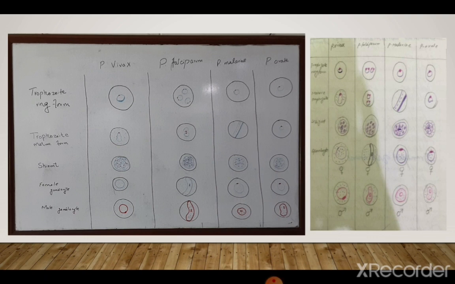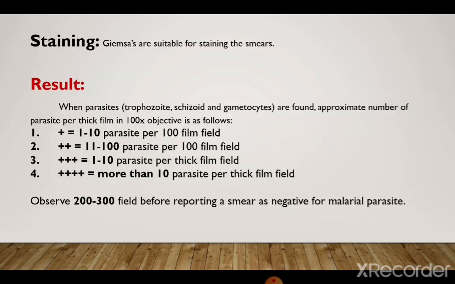Now, if you look at these next two pictures, gametocytes of Plasmodium vivax. One is a female gametocyte, and the next one is a male gametocyte. In case of Plasmodium vivax, they are oval in shape, and in case of falciparum, they are banana or crescent shaped. If you look at Plasmodium malariae and ovale, they both are round, slightly oval shaped.